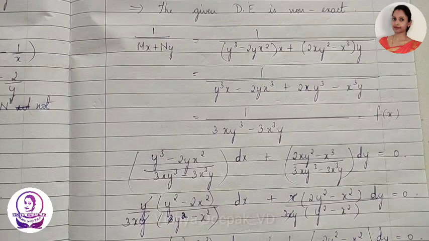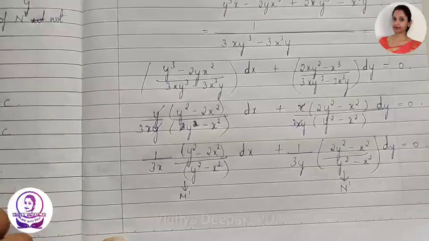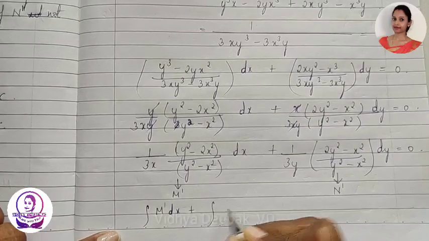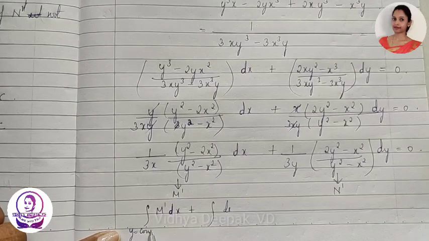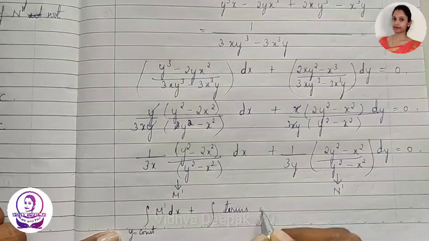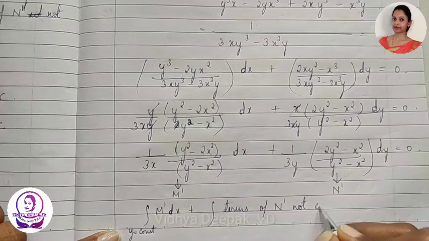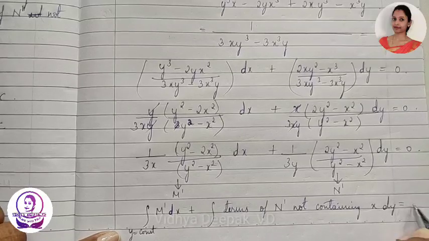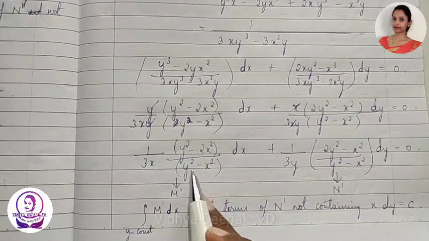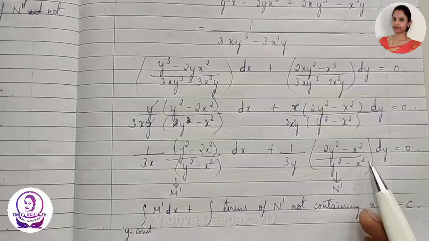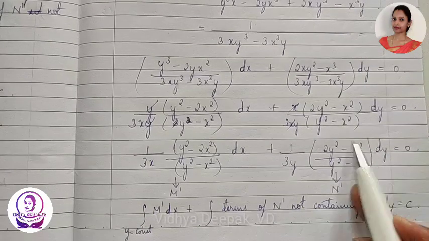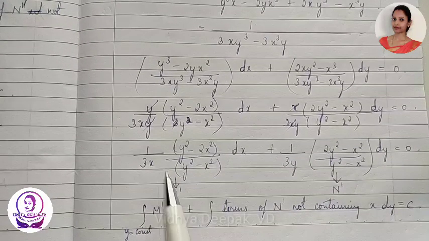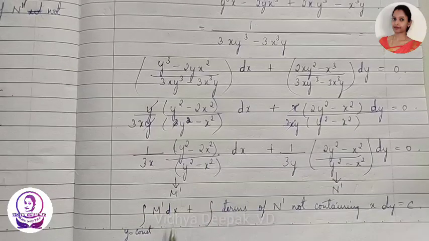So we can use the formula. The solution is integral m dash dx plus integral, where y is constant, of the terms of n dash not containing x, dy is equal to c. Now we'll use this m dash and n dash in this equation. Here you should not take terms which contain x, so these two get vanished. We will have only integral 1 by 3y dy. Here m dash we will take the entire thing, but we'll consider y as constant.